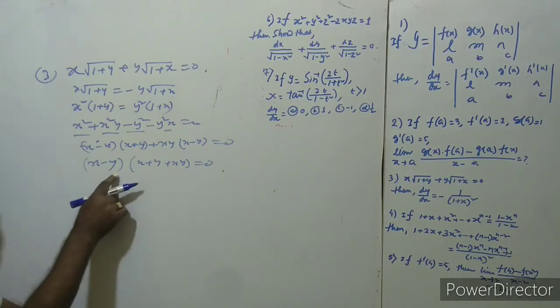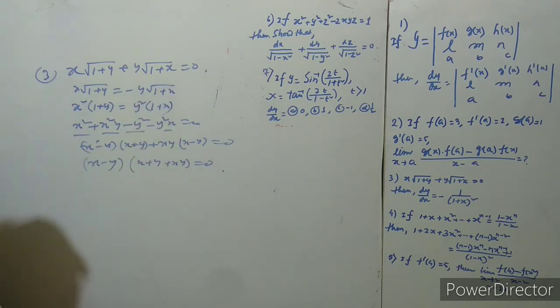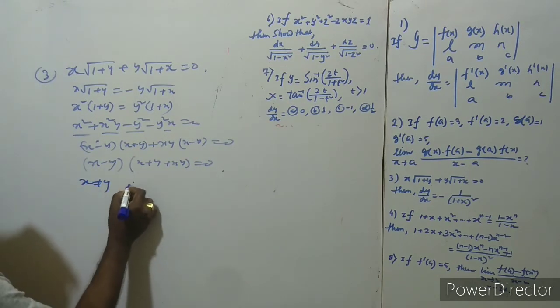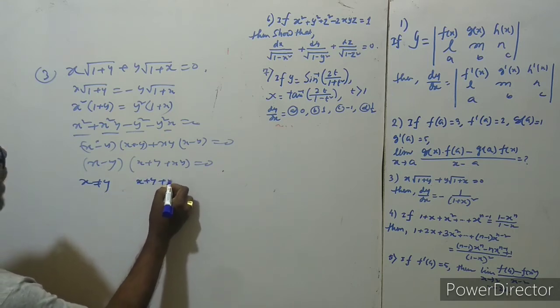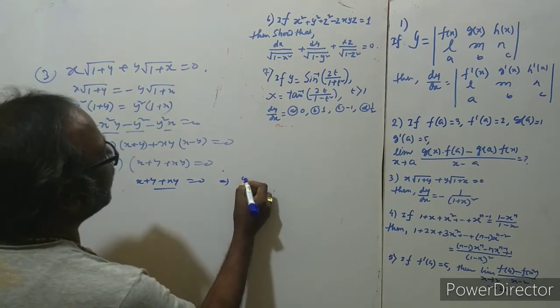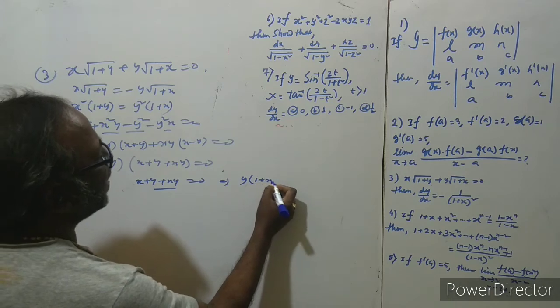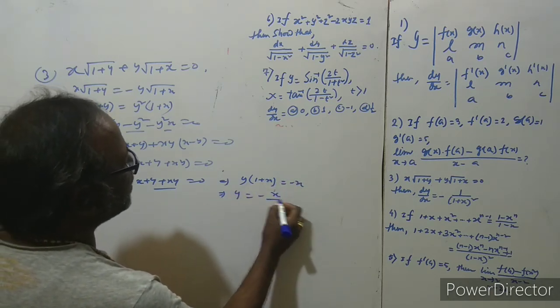If we take x minus y as 0, then x equals y, and putting this into the equation, it does not satisfy the equation. So x is never equal to y. Therefore, we can take the other factor, that is x plus y, and xy is equal to 0. From that, we have to find the value of y: take y common here, and subject to x, we find the value of y in terms of x.